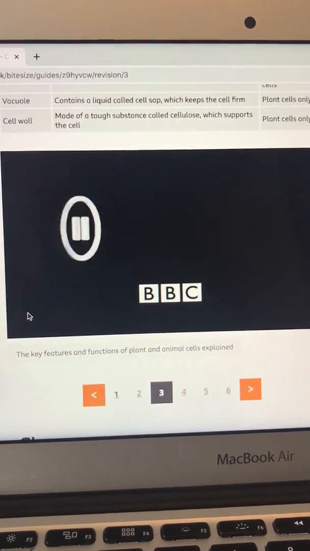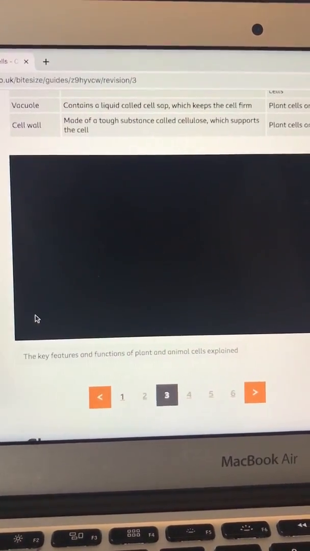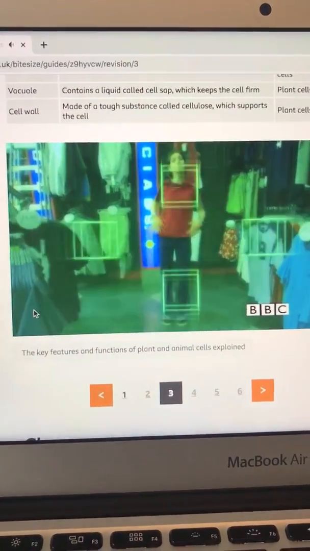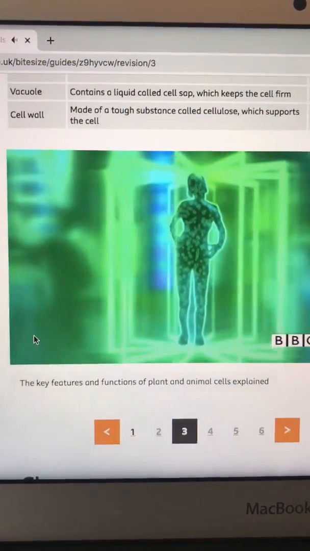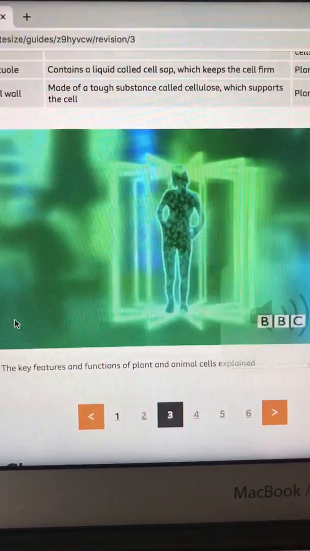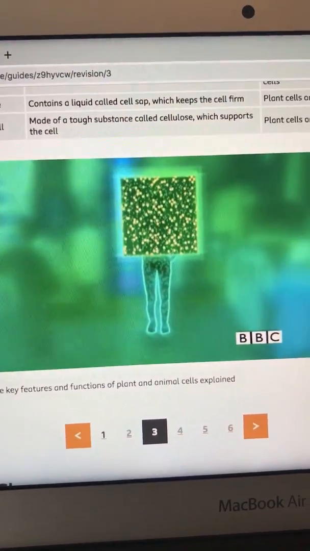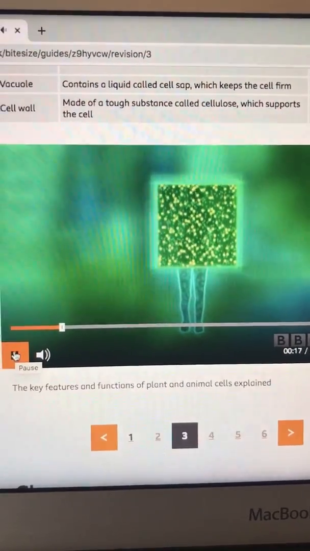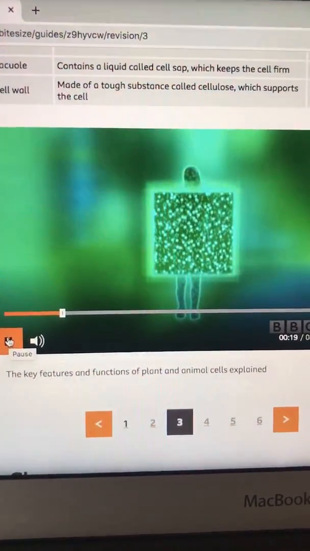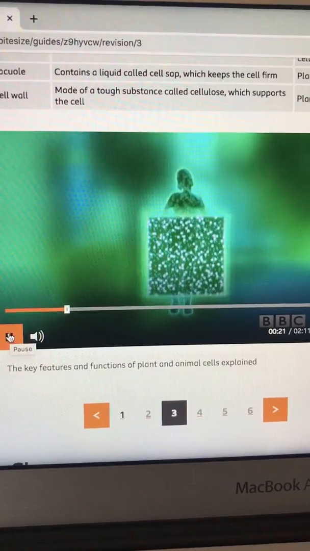Let me play this for a few seconds to show you. Every living thing is made up of millions of cells, all too tiny to be seen unless using a microscope. The human body is made up of about 10 trillion cells, divided into about 200 different types.